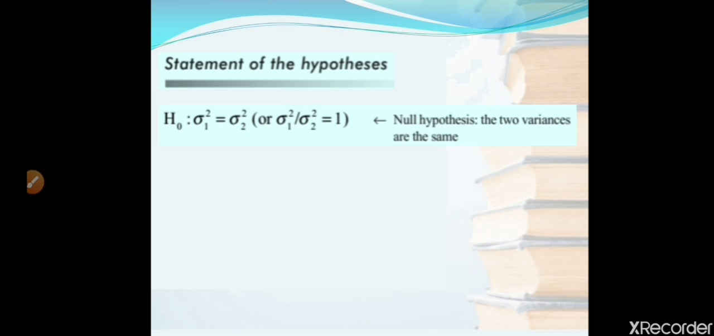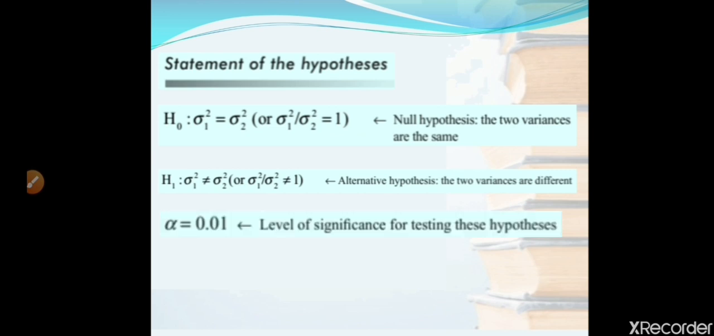Statement of the hypothesis. We will take first of all null hypothesis, that both the variances are same. Sigma 1 square is equal to sigma 2 square. And alternative hypothesis would be that the two variances are different. Sigma 1 square is not equal to sigma 2 square. And alpha is equal to 0.01.